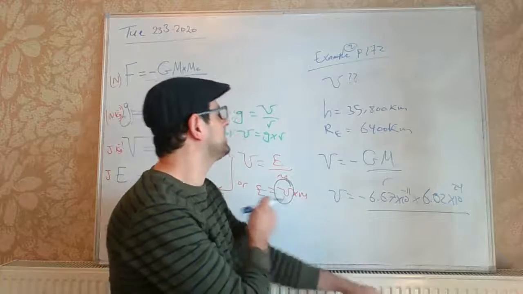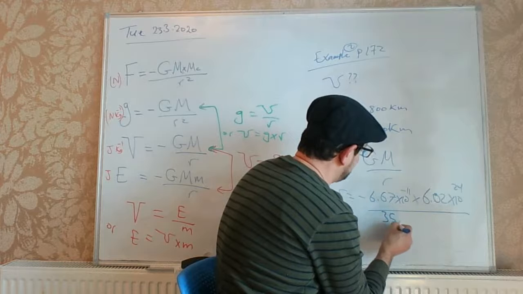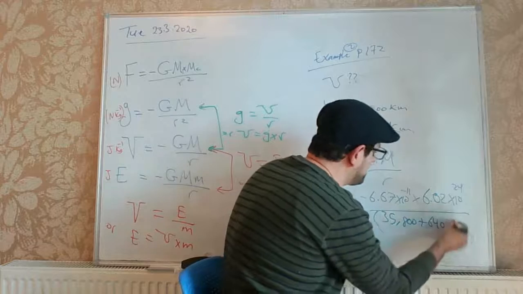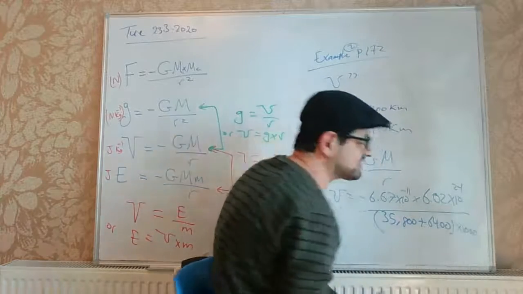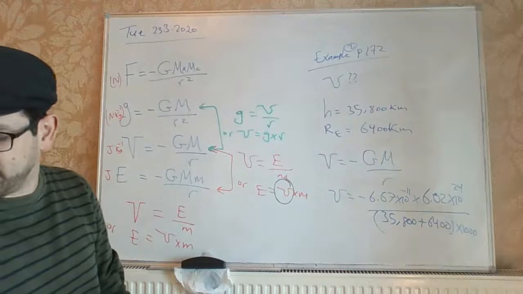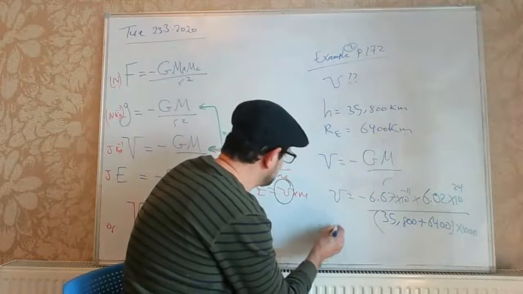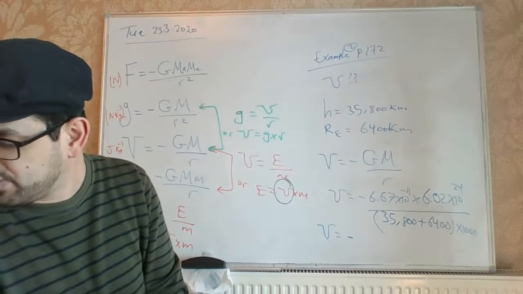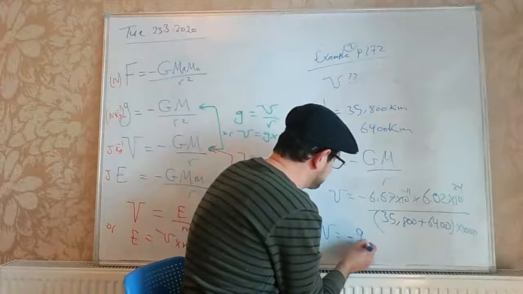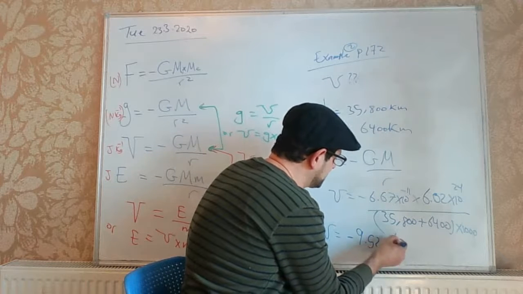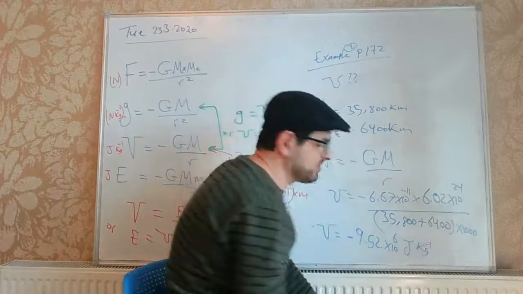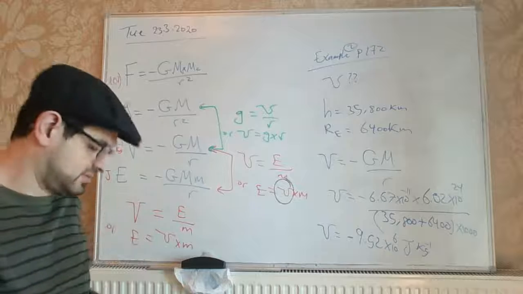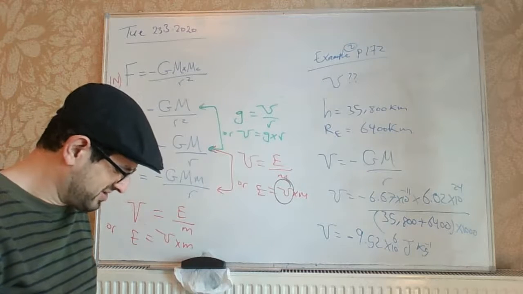Over R. R is 35,800 plus 6,400. But remember, it's kilometers, so multiply by thousands. The answer given there is negative 9.52 times 10 to the power of 6 joule per kilogram. They wrote it as megajoule per kilogram. The same thing. Okay.